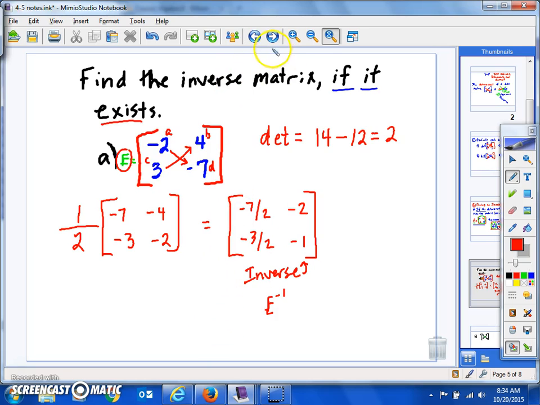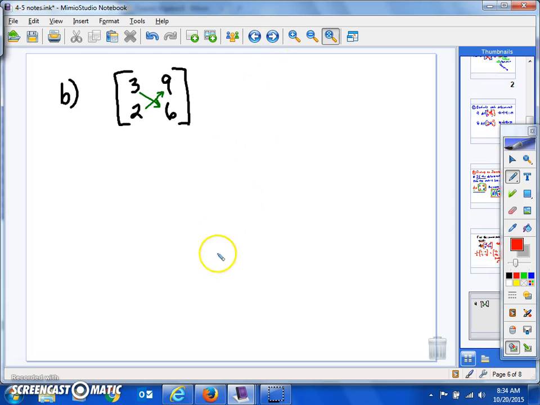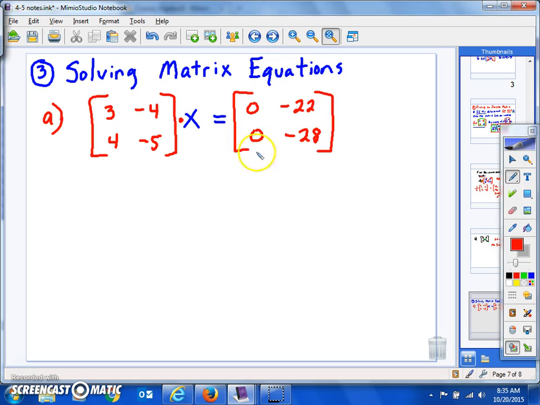All right, so that's how we find inverses. And you're going to be practicing some of this on the homework tonight. Let's try this one. We first find the determinant because this matrix may not have an inverse. So 3 times 6, 18, minus 2 times 9, 18. The determinant is 0. So there's no reason to go any further. This matrix has no inverse. Okay, so that's how we would express the answer.